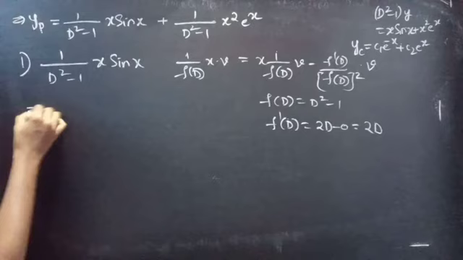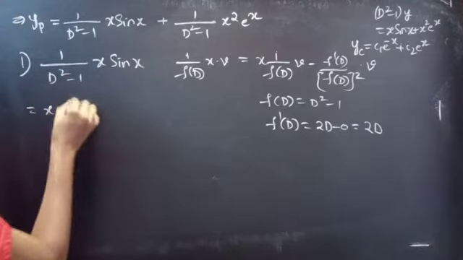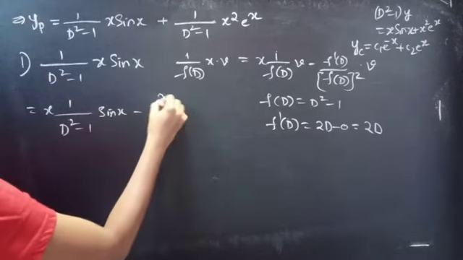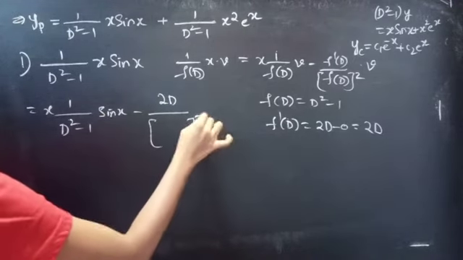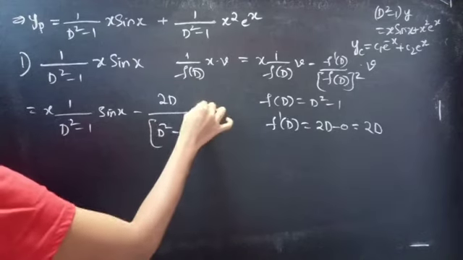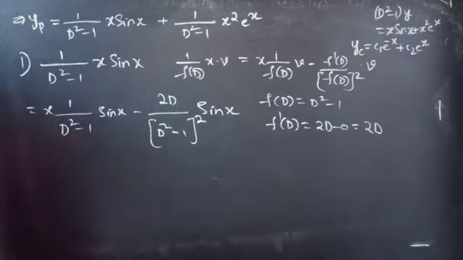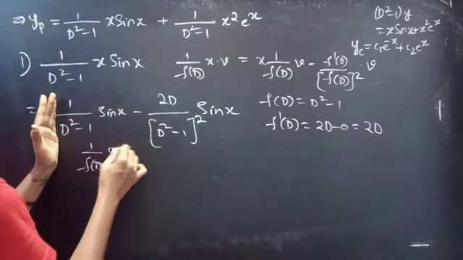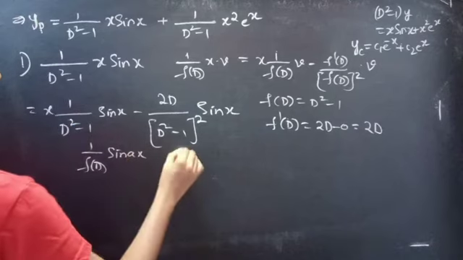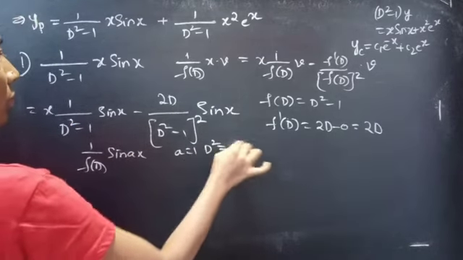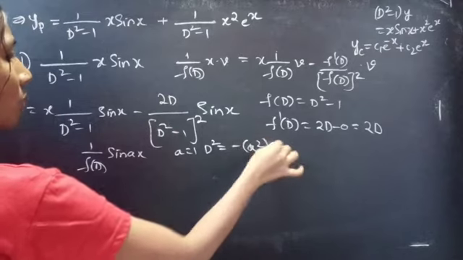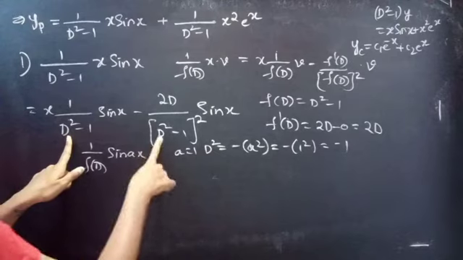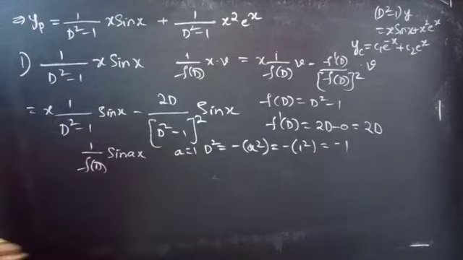Right? Now, let's apply the formula. x into 1 by f of D into v minus f dash of D, 2D by f of D whole square into v. So this is of 1 by f of D into sine ax form, right? For a equals 1, we'll find D square, which is given by minus of a square, which is equal to minus of 1 square, which is equal to minus 1. Now let's replace D square by minus 1 in both the terms.